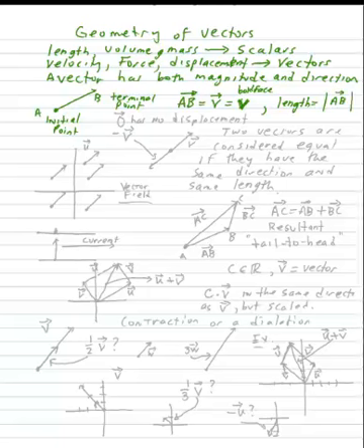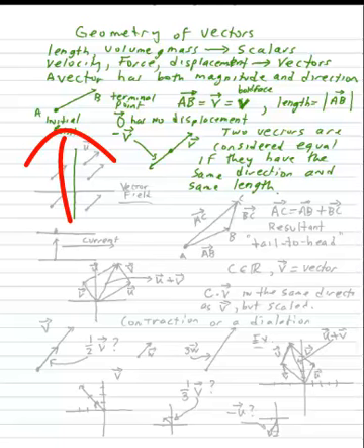The zero vector has no displacement. And we can define the opposite vector. So if this is my vector here, v, the opposite vector would have the same length as v, but go in the opposite direction. Two vectors are equal if they have the same direction and the same length.